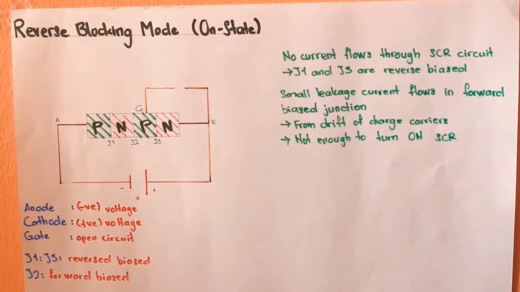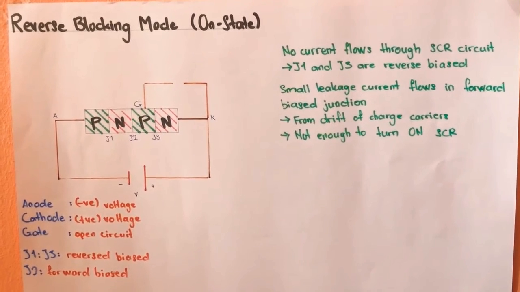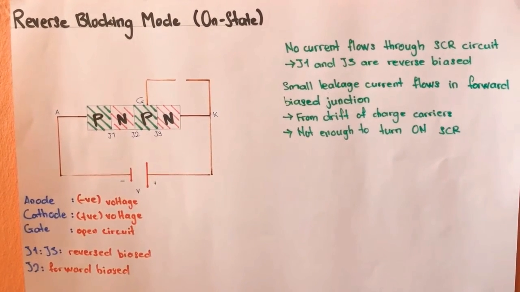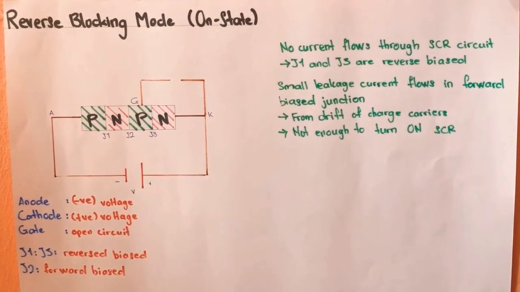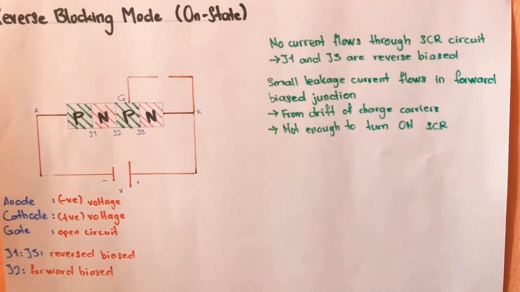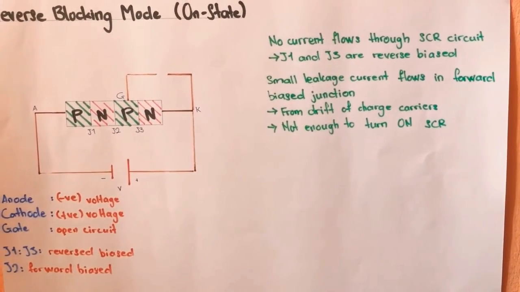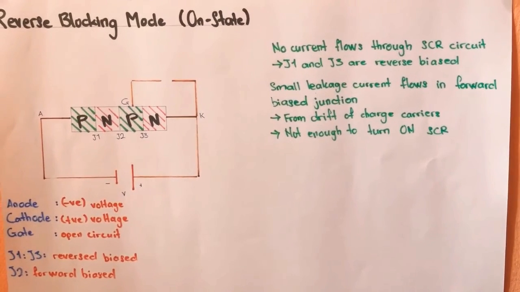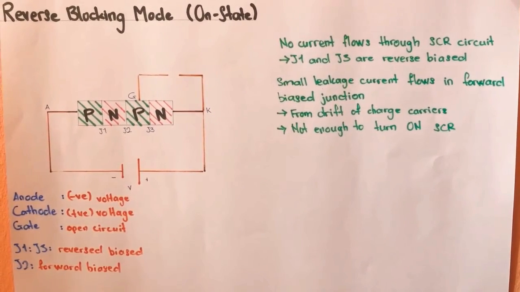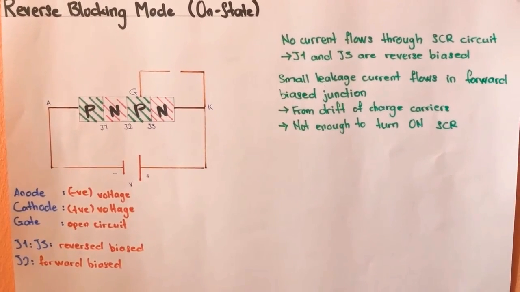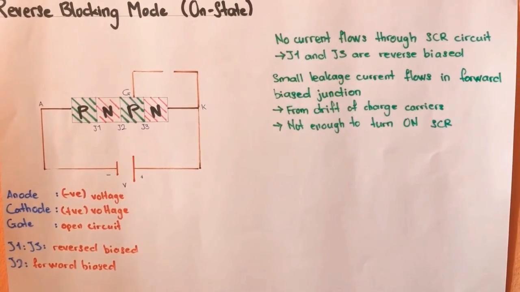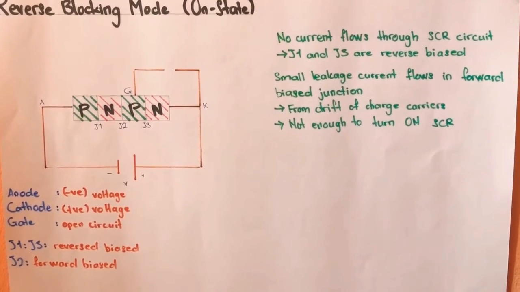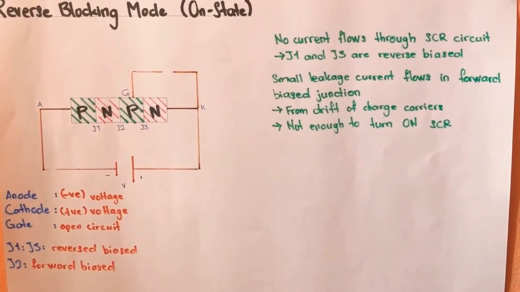Finally, the reverse blocking mode, the off state. In this operation mode, the anode has negative voltage, the cathode has positive voltage, and the gate is an open circuit. J1 and J3 become reverse biased, whereas J2 becomes forward biased. In this operation mode, there is no current flowing in the SCR. The reason is that J1 and J3 are reverse biased.